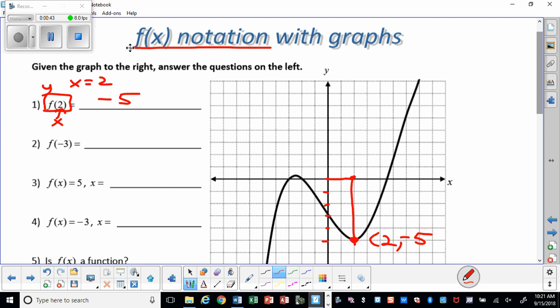Okay, and then now for number 2, it says x is negative 3. And so when x is negative 3, 1, 2, 3, right, negative 3, what is the y value? Well, I'm not going up or down, right? This is my y-axis, so that would be 0.